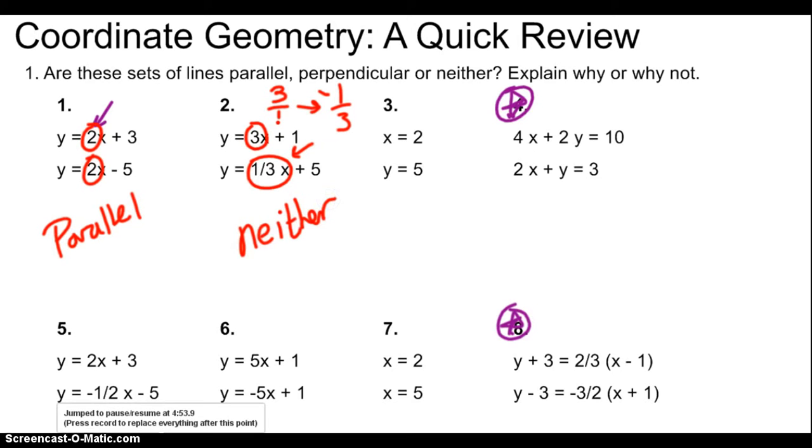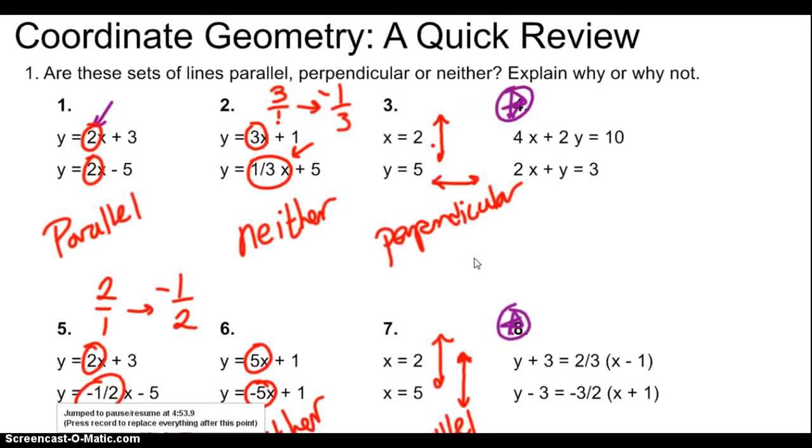For number 3, x equals 2 and y equals 5. Well, x equals 2 is always a vertical line, and y equals 5 is always a horizontal line. You could graph those if you wanted to see this a little more specifically, but I know since that's vertical, this is horizontal, this will be a perpendicular set of lines.